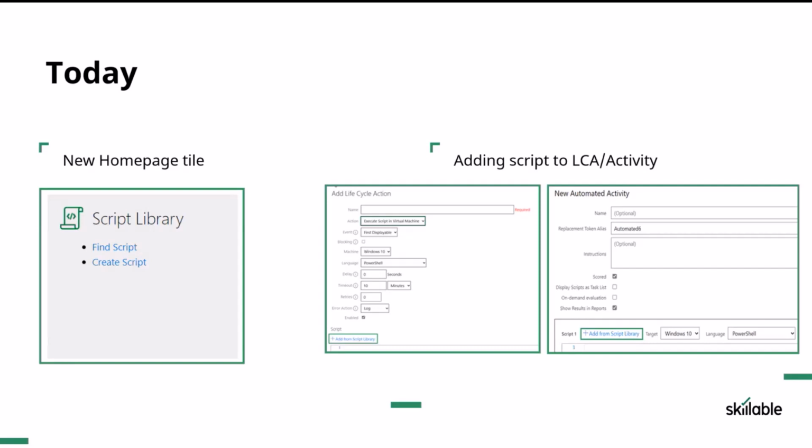Then when you're working with a lifecycle action or with an activity in the lab instructions, you will notice there's either an add from script library on a lifecycle action page, or an add from script library on an activity page. So almost a little bit covert. You might not actually notice it. Often I find when I'm developing scripts and building a lifecycle action or an activity object, because I'm used to what I'm doing.